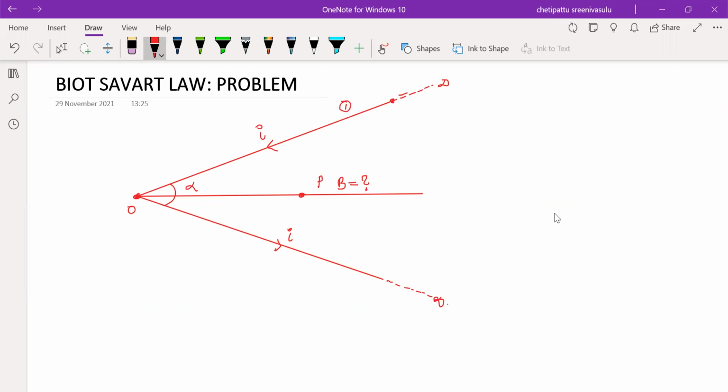And this is the angle bisector. Between these two conductors the angle is alpha, and this line is the angle bisector. At point P, what is the magnetic field due to these two conductors?